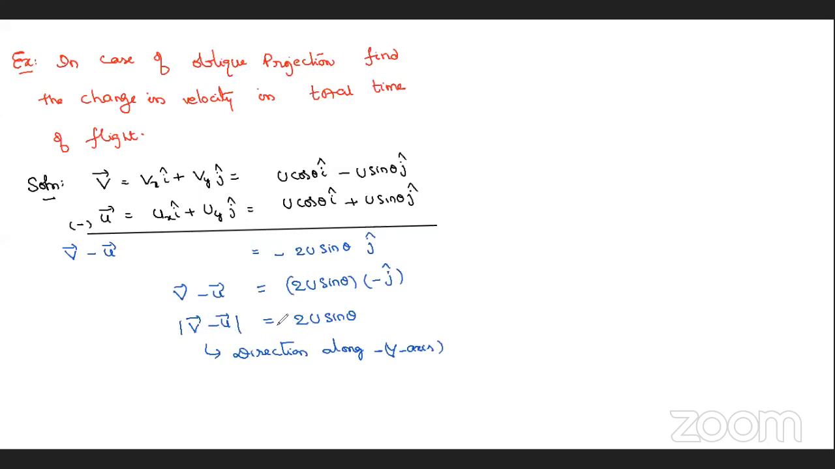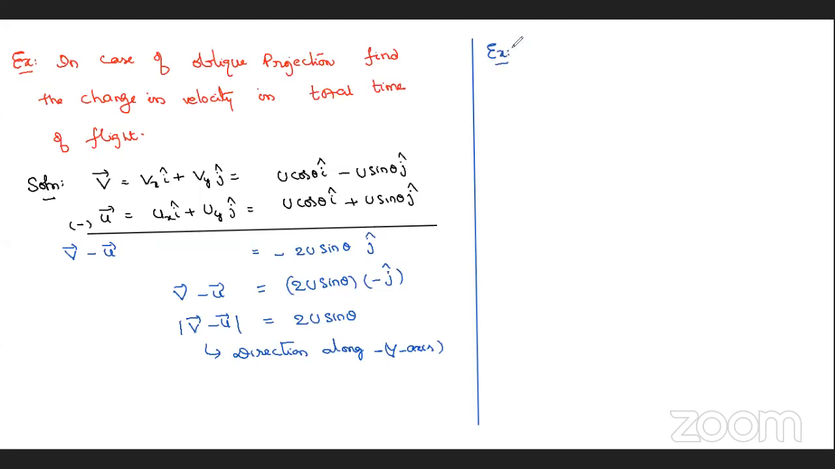This was given previously in exam with some numerical values. If you know the formula, the change in velocity is 2u sin theta and its direction is along negative y-axis. So without using pen and paper, we can say the answer. Okay, no problem, Nana. No problem. Yeah, it's okay.